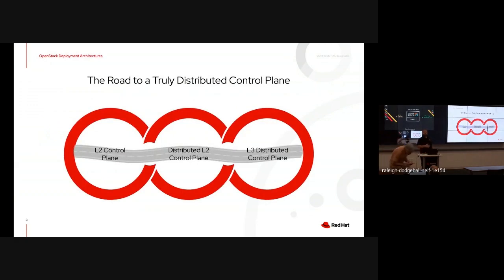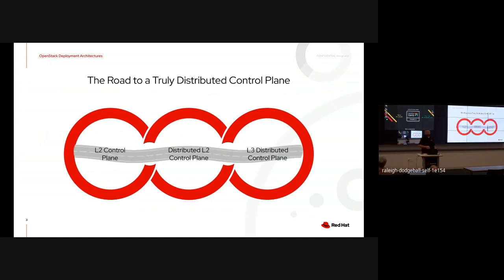First, let's talk about how you implement a control plane in a distributed fashion, and what the road to a truly distributed control plane looks like in an OpenStack environment. So first, we're starting with a layer two control plane. All of our controller machines in OpenStack, which run the control plane services, are collocated in one layer two network. So you can't really spread those around. You can't distribute them, right? They're bound by that layer two network.